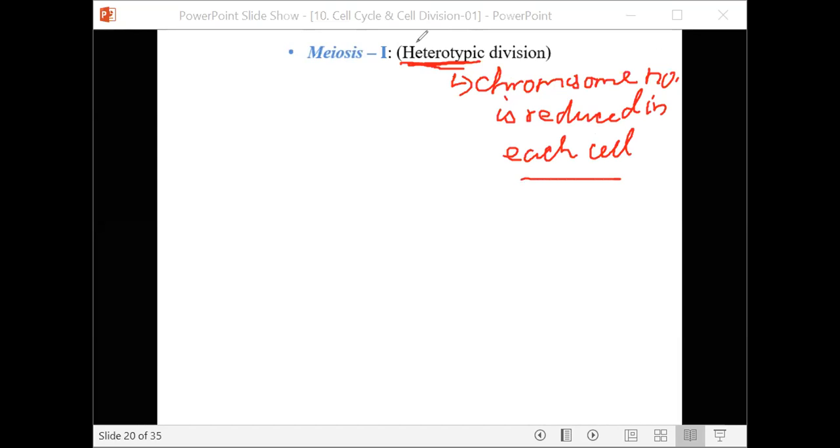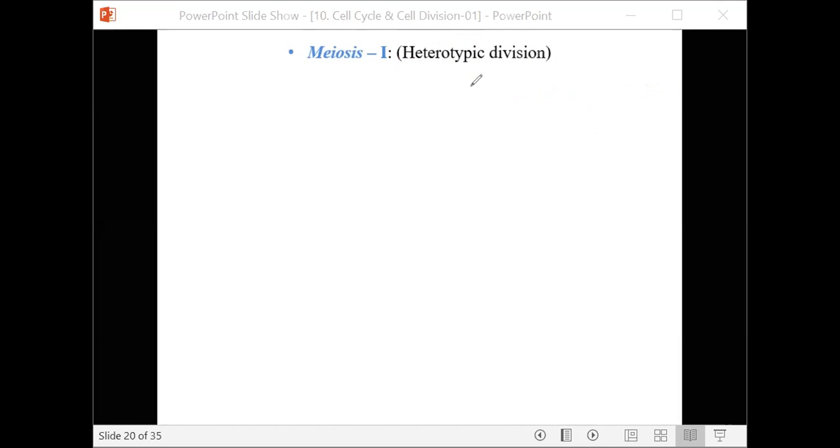Okay, hence heterotypic. The daughter cell that is forming is not the same as the mother cell. We will see. So hence heterotypic.